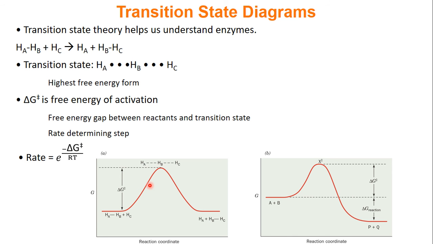Now the other thing we need to know about these free energy transition state diagrams is the difference between reactants and products. That's called delta G. So if your products are lower, delta G is negative, that's spontaneous. If your products are higher, delta G is positive, that's not spontaneous, and you'll need to put energy into your system for the reaction to run.